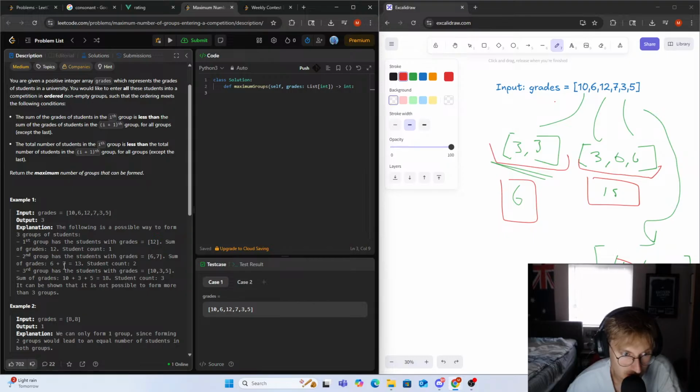I have a feeling that this is probably going to be some sort of greedy problem here. Not gonna lie. That's the feeling I'm getting, that this is definitely a greedy problem. Third group has the students with grades 10, 3, 5. Sum of the grades 10, 3, 5 is 18, student count 3. It can be shown that it is not possible to form more than 3 groups. So we return our maximum as 3.